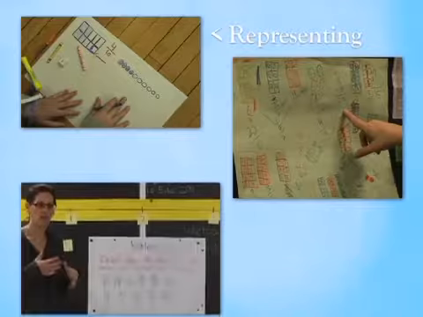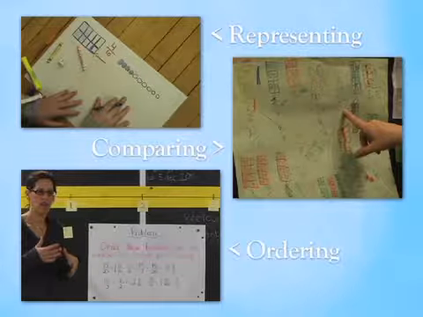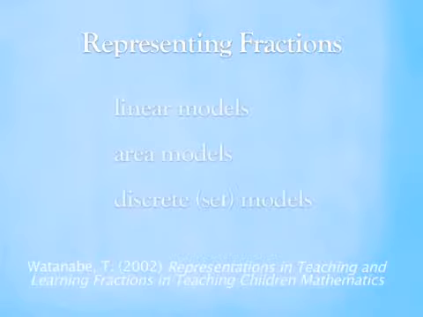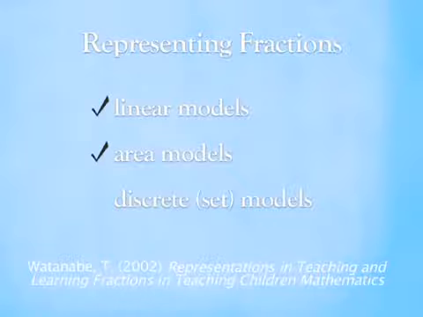Teams in the Collaborative Action Research Project focused on representing, comparing, and ordering fractions. The research of one team uncovered 3 important models for representing part-whole relationships. In his article in Teaching Children Mathematics, Ted Watanabe highlights the importance of using linear models, area models, and discrete or set models to represent fractions.